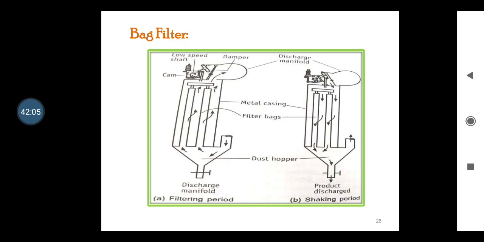As far as our size reduction chapter is concerned, as far as advantages are concerned, it is extremely useful for removing the fines which cannot be separated by the other methods. So this is a breakthrough concerning this bag filter. This can also be used even to remove dust. An ordinary household vacuum cleaner is a simple example of a bag filter.